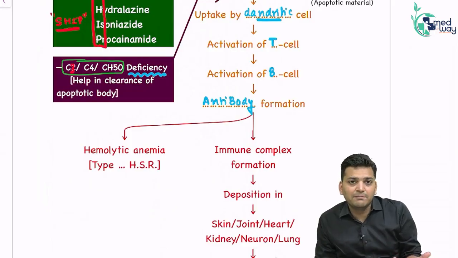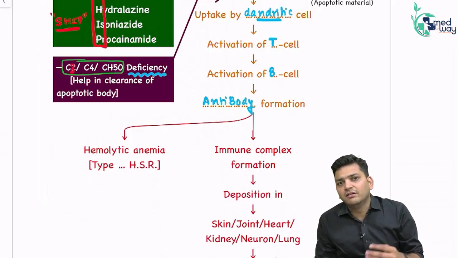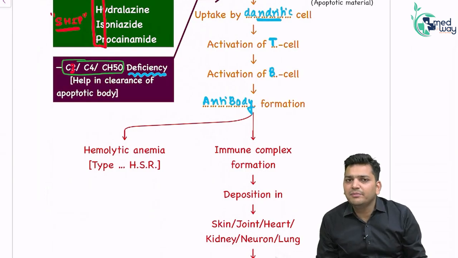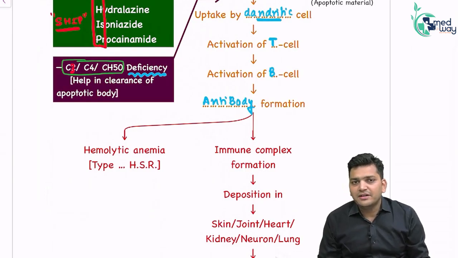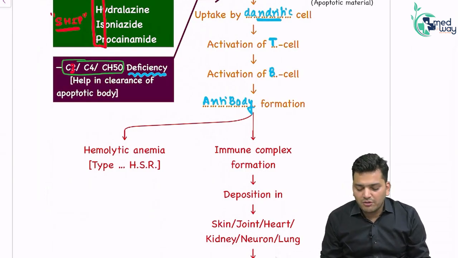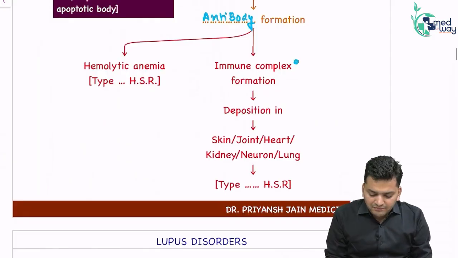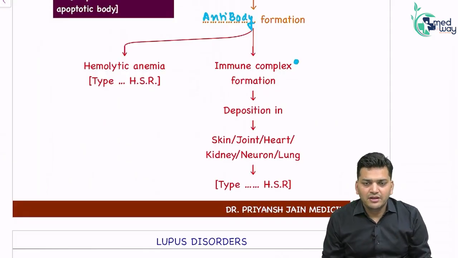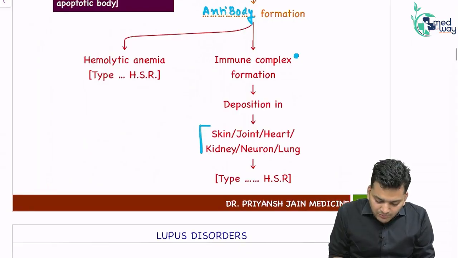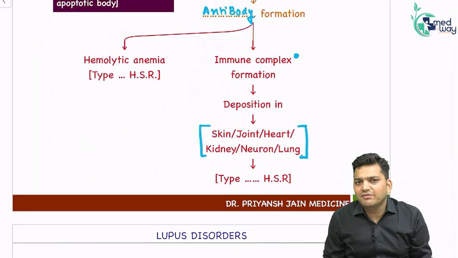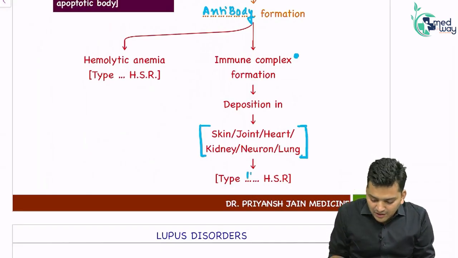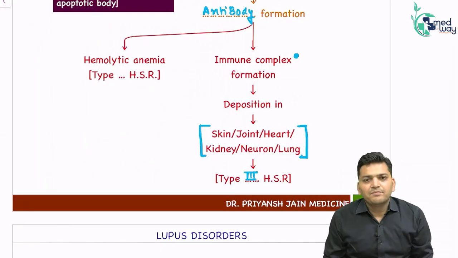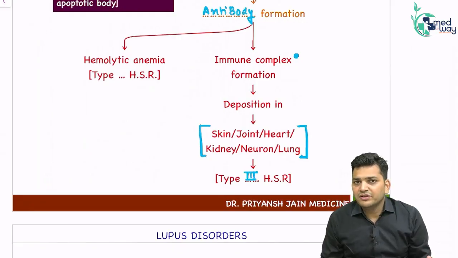But there are some persons who don't have these, and the antigens will remain in the blood, and they will make the antibodies. Now these antigens and the antibodies will make a complex called the immune complex, and this immune complex will deposit in different tissues and create the symptoms. This immune complex deposition can happen in the skin, joints, heart, kidney, lungs, anywhere, and will lead to certain problems. This is called the type 3 hypersensitivity reaction, because immune complex deposition creating the problem is called type 3.